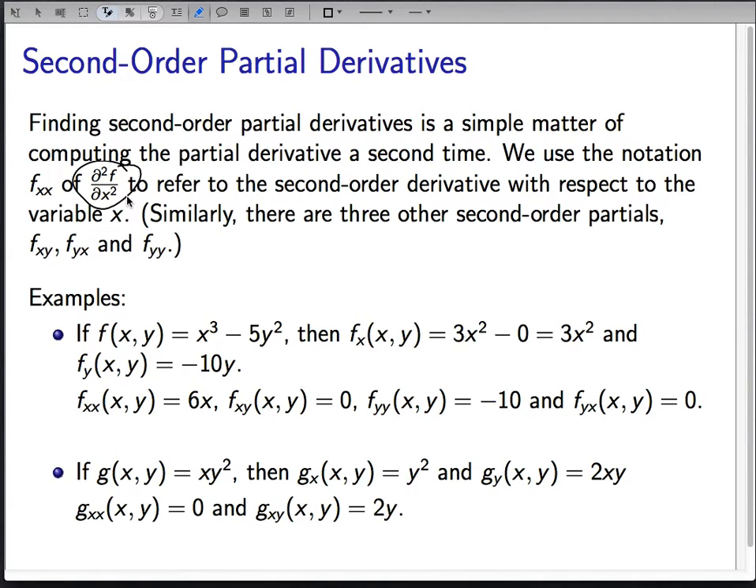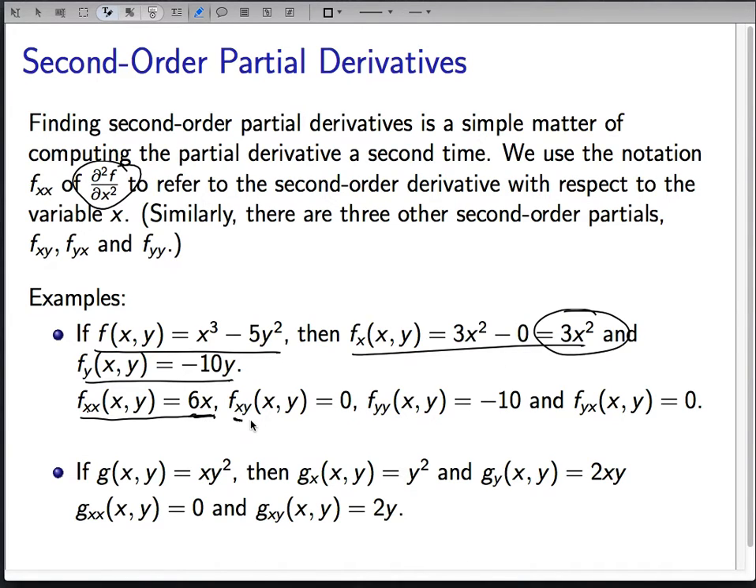So let's look at some of the partials. If f of xy equals x cubed minus 5y, we already know how to compute the first order partials, the partial with respect to x and the partial with respect to y. But now I want to look at this right here. That fx means I've already computed a partial derivative with respect to x, and now I want to do it again. So if I take the partial derivative with respect to x, which is 3x squared, and compute a derivative of that, treating x like the variable, I'll get 6x. So that's what that second order partial means.